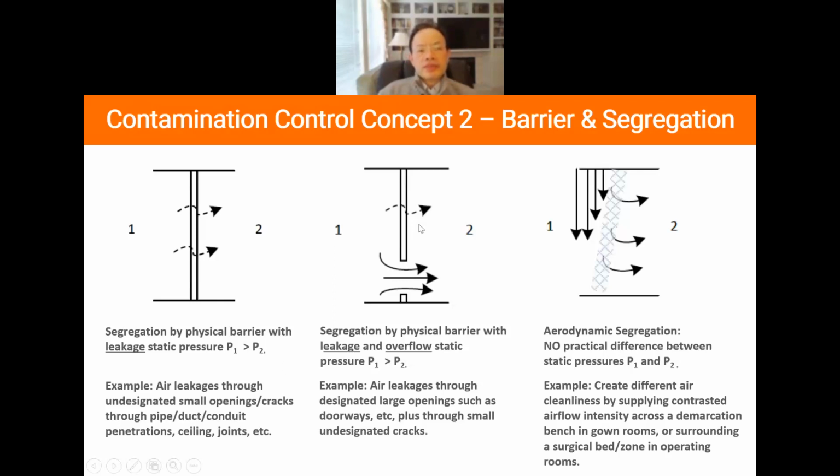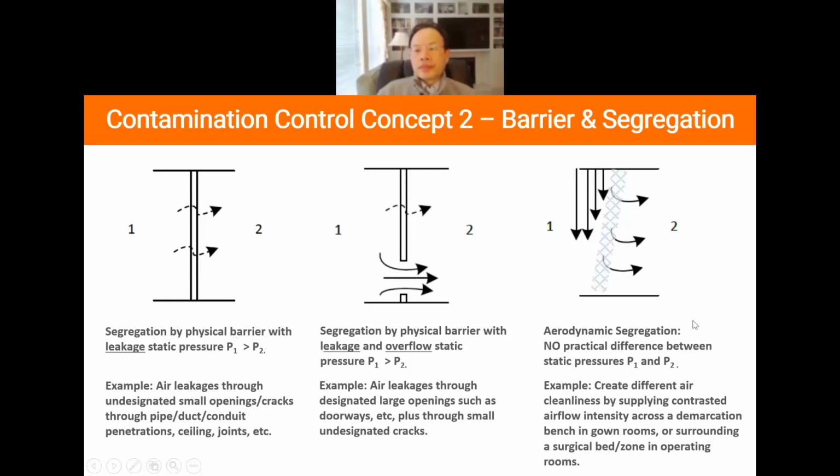The second is that you still have minor leaks, but you open a doorway. In this case, you have leakage and also an overflow through the doorway. So room 1 has a high pressure, and room 2 has two passages: one through the minor cracks, the other through the major doorway.